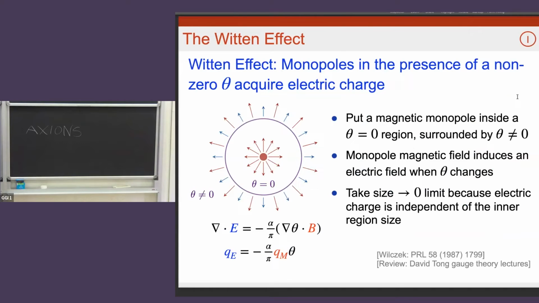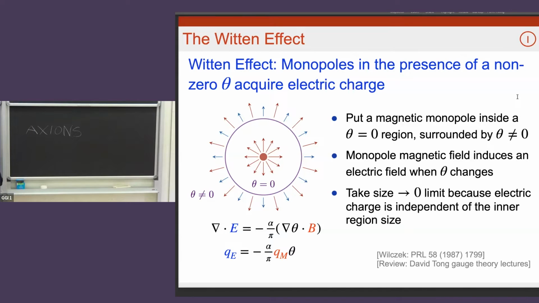The Witten effect tells us that monopoles in the presence of a non-zero theta acquire electric charge. And the nicest, most physical argument for this, though it's certainly not the only one, is this argument by Wilczek, which says, imagine you have a region of spacetime that has theta equals 0, surrounded by a region of spacetime with theta not equal to 0. And put a monopole inside the region where theta equals 0.